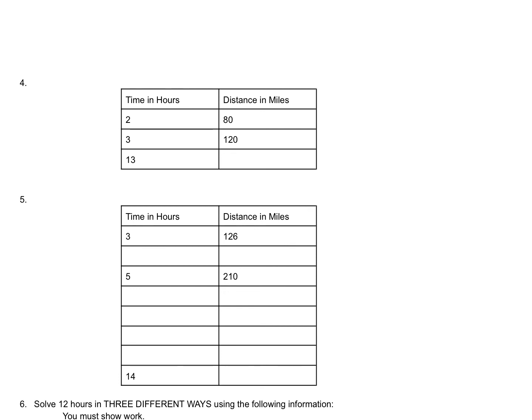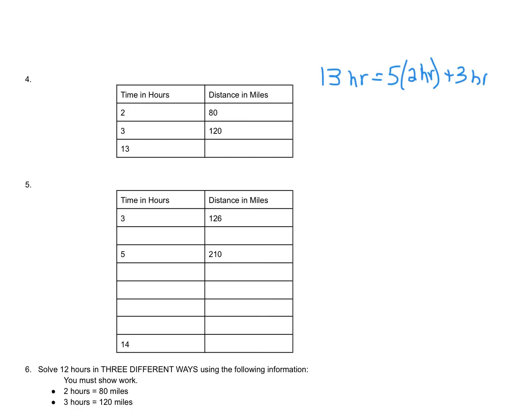Well, one of the things I could do is this. I could say 13 hours is equal to 5 times 2 hours plus 3 hours. 5 times 2 hours would be 10 hours, and then plus 3 gives me 13. From here, I can substitute in my known values. 2 hours is 80. This will give me 5 times 80. The 3 hours is 120, so I'm going to say plus 120. Now we have 5 times 80 miles plus 120 miles.